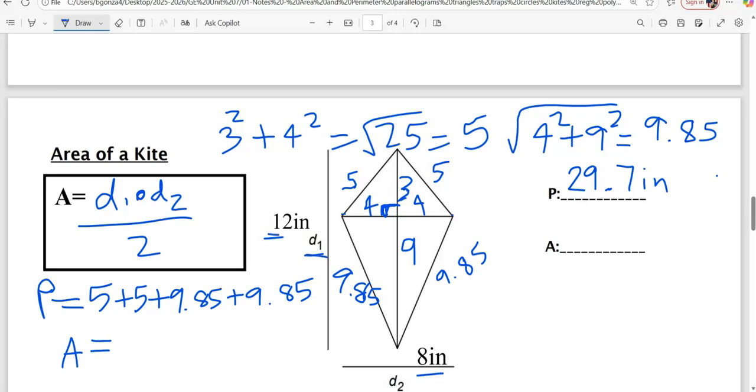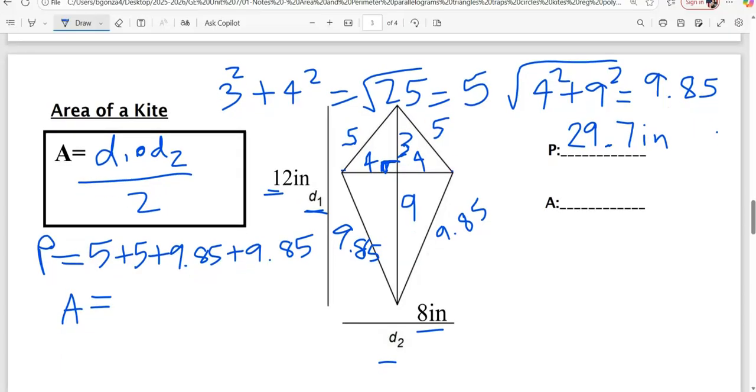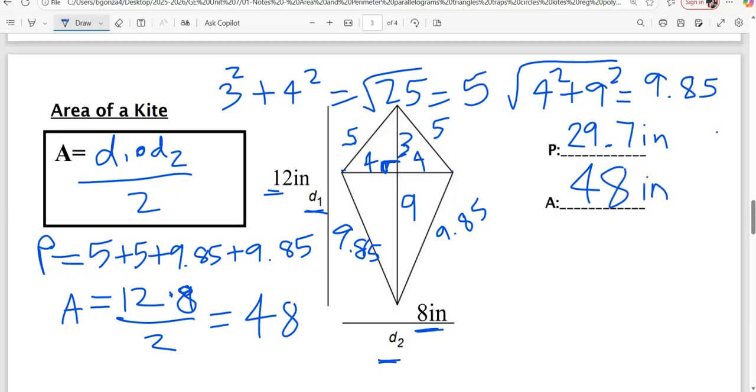D1 is 12, and then D2 is 8. So 12 times 8 divided by 2. 48. 48 inches, and remember, area is squared. Sorry, my pen isn't working perfectly here. You just got to remember that just like a rhombus, the area is D1 times D2 divided by 2.